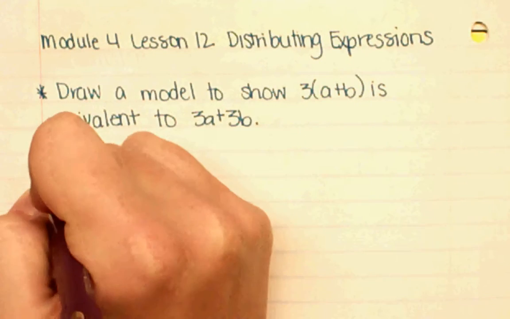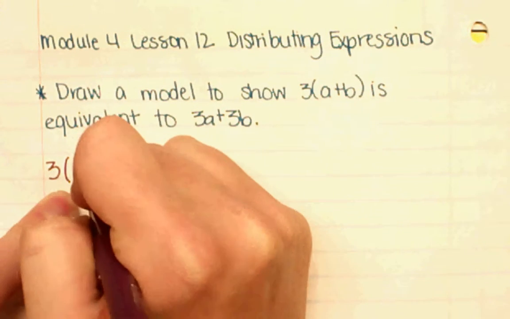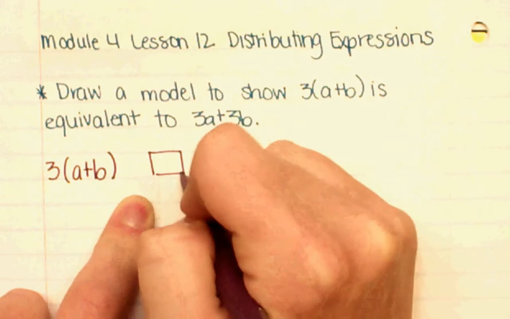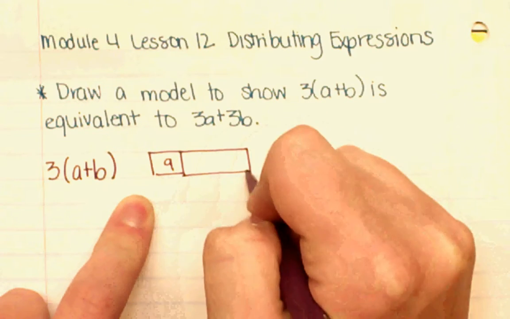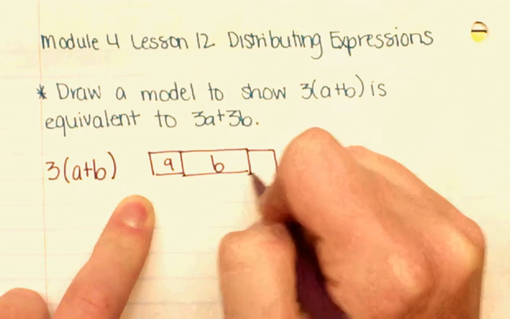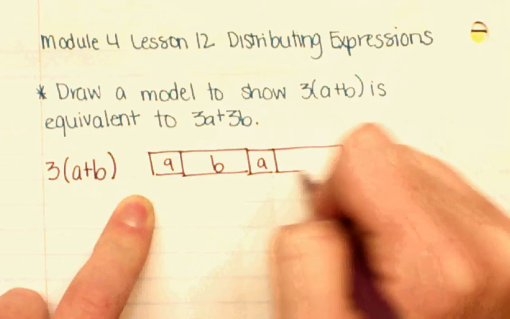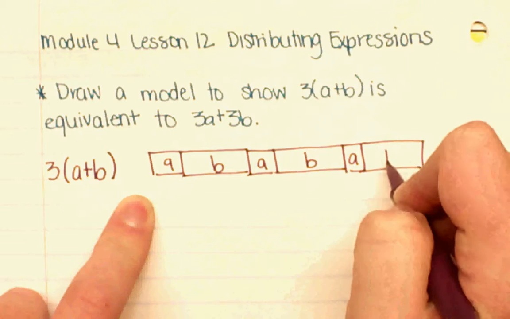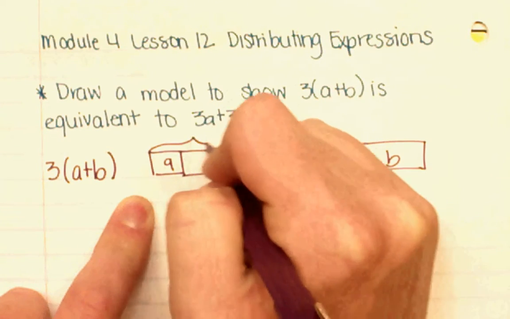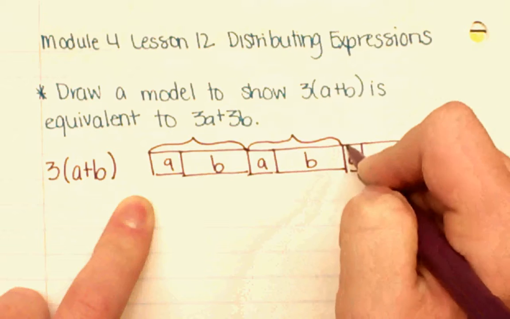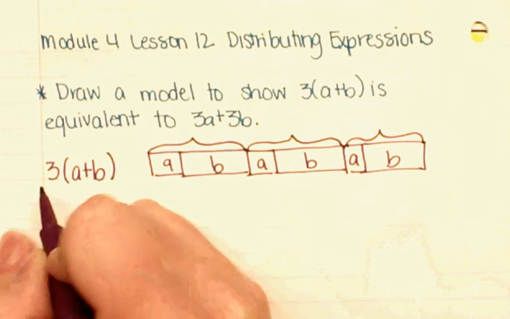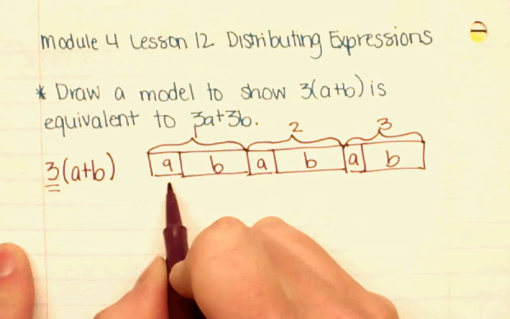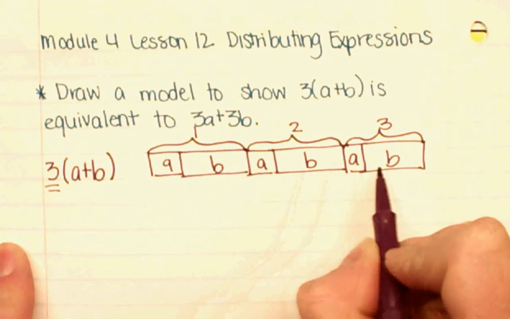So for 3 times (a plus b), that means there's a plus b, plus a plus b, plus a plus b. So we're showing that there's 1 group, 2 groups, 3 groups, and I get the number of groups from this number. And inside these is a plus b, a plus b, a plus b.